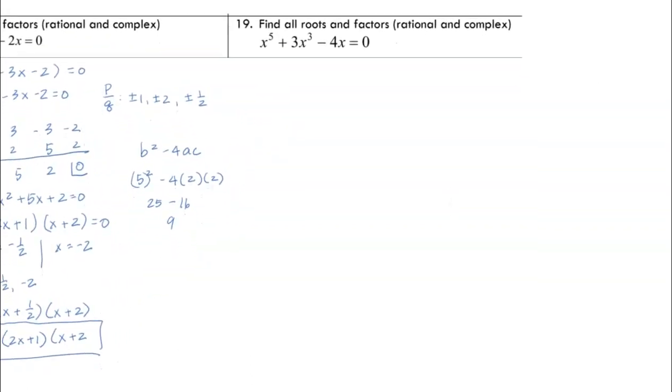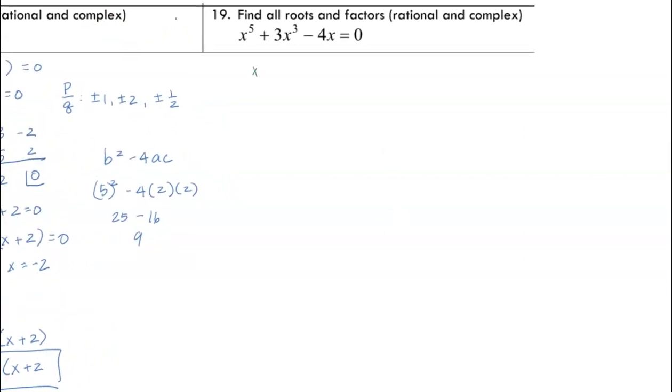Okay. This one is to the 5th power. I'm going to first take out an x, so x to the 4th plus 3x squared minus 4 equals 0. So x equals 0 is one of the roots. For x to the 4th plus 3x squared minus 4 equals 0, I'm going to do p over q. Straightforward. The denominator is going to be 1, so plus or minus 1, 2, 4. I'm going to try 1 here.